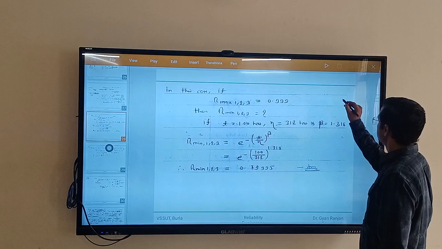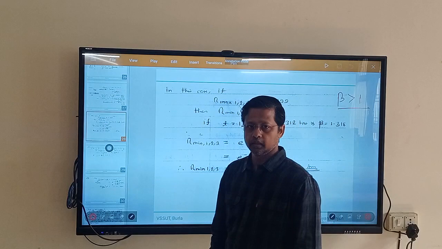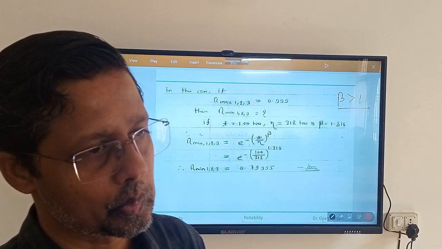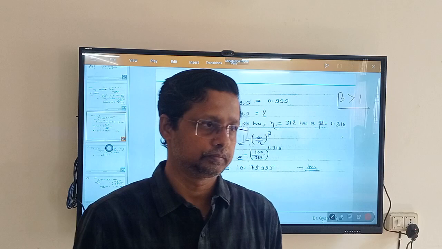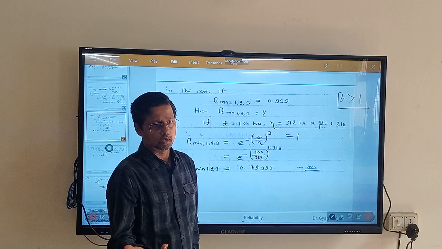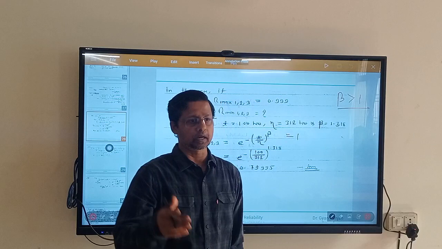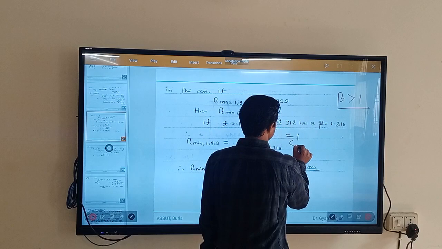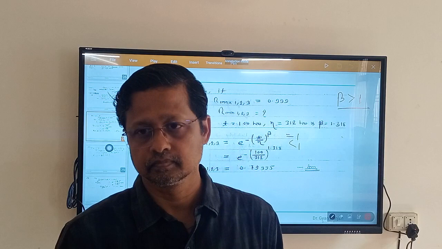If you consider beta, beta is always greater than 1. Right? What if beta is less than 1 or equal to 1? Equal to 1, what will happen? In this function, if beta is equal to 1, what will happen? There is no role of beta. It is 1, so unaffected. Your shape parameter will be unaffected. What if beta is less than 1? It will always be in decrement. Negative function, no?